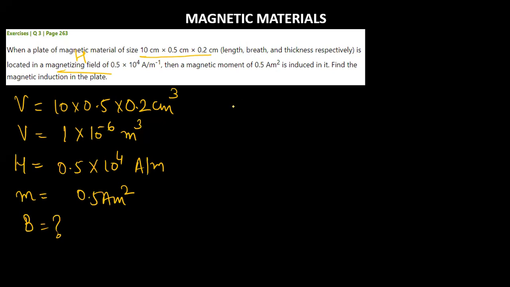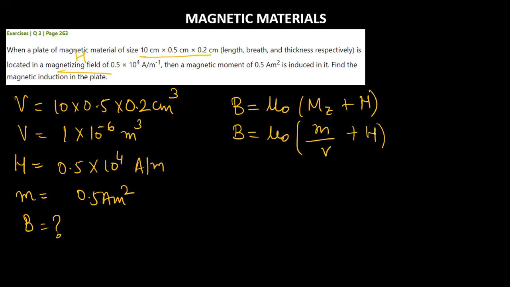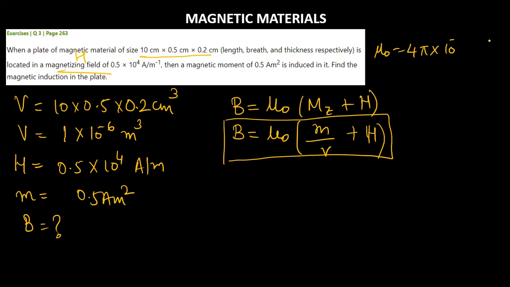Now we know that B is equal to mu 0 times magnetization plus H. I'm denoting magnetization by Mz, and the magnetization formula is magnetic dipole moment per unit volume. So this will be our formula. The magnetic field induced will be equal to mu naught bracket magnetic moment small m divided by volume capital V plus H. Mu naught is a constant value, 4 pi into 10 raised to minus 7 in SI units. This value is supposed to be remembered; we have done this particular value in the magnetic field chapter.